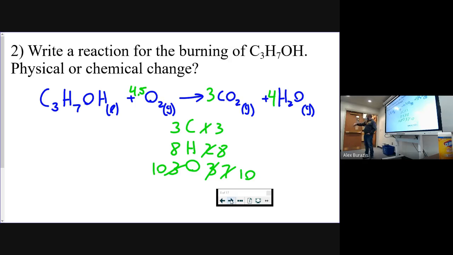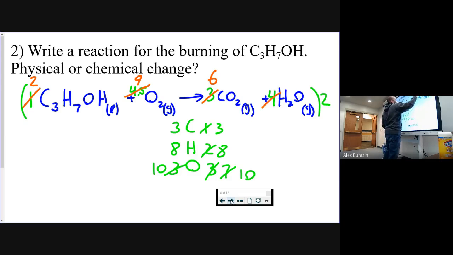Got to completely fix the whole thing now. So I multiply the whole thing by 2, and I get, here, let's go like that. I'll switch colors one more time. Orange. Getting really colorful today. 2, 9, 6, and 8.